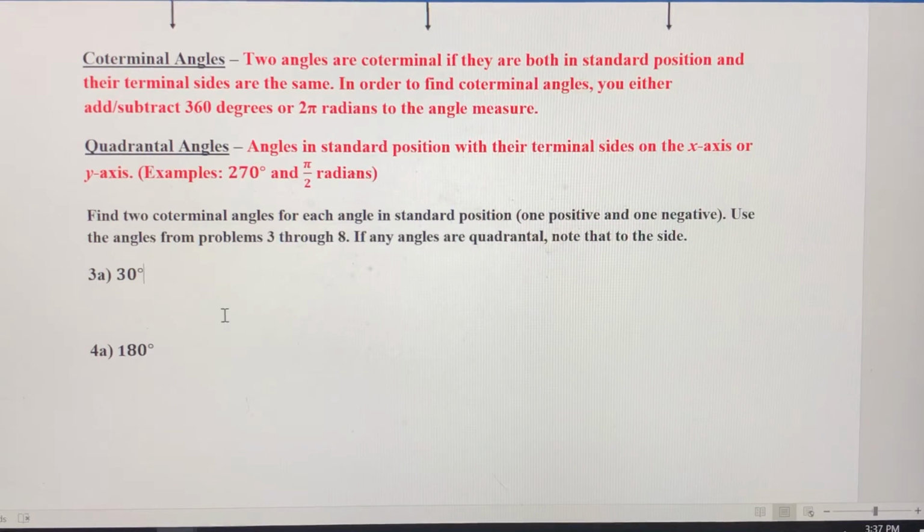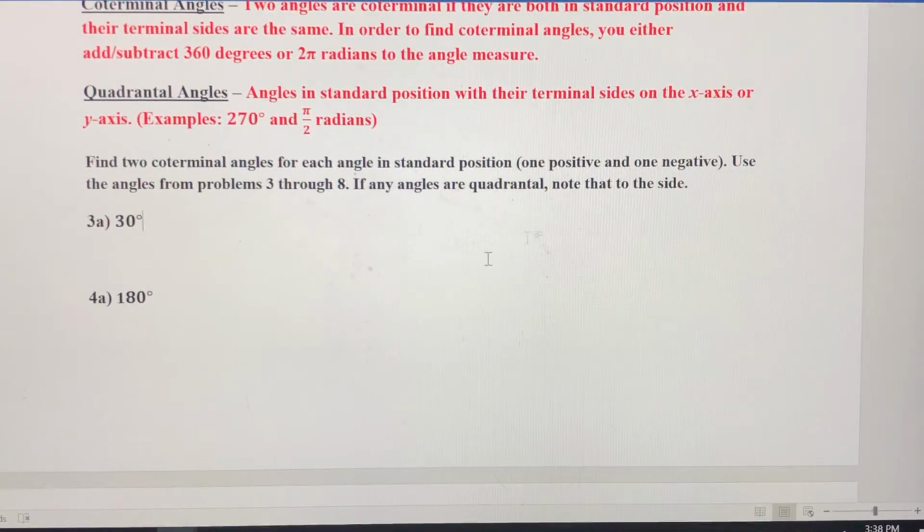So we've got 30 degrees here. We want to find two coterminal angles, one that's positive and one that's negative. If an angle is quadrantal, make sure you note that to the side. So 30 degrees, obviously not a quadrantal angle. It's not a multiple of 90.